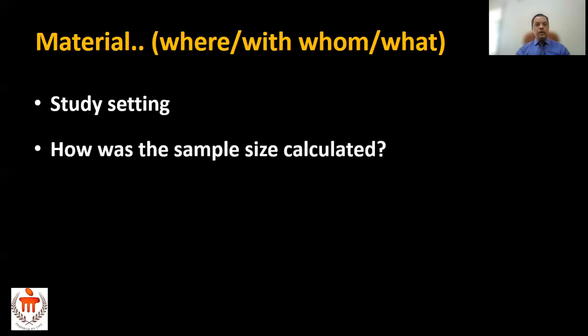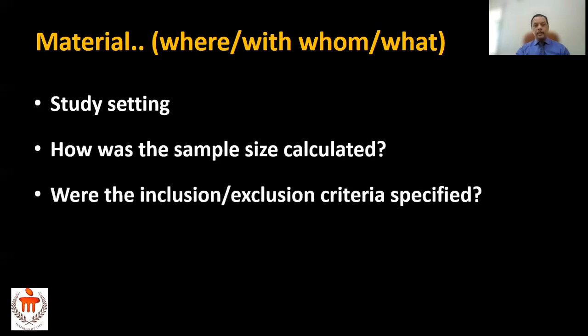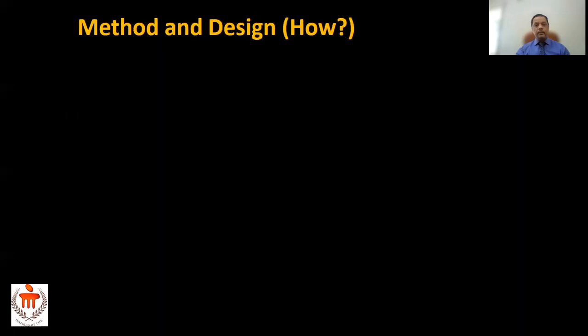Coming to materials, where or with whom and what. So the study setting, it tells you where it was done, how was the sample size calculated, what was the inclusion exclusion criteria, very, very important, and whether it's very specific of those things.